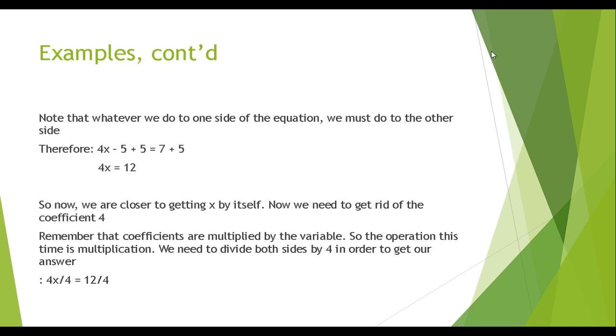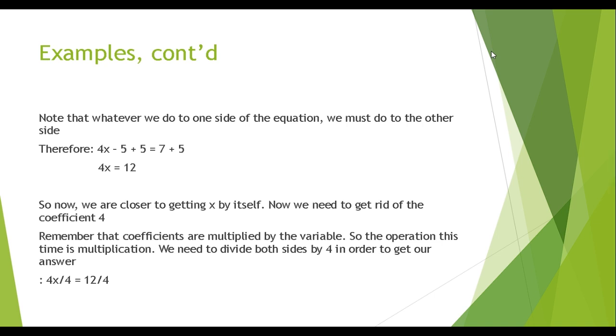So what we need to do now is get rid of the coefficient, which is 4. So remember that coefficients are multiplied by the variable. Remember I said that when I was defining coefficient, it's a constant value that is multiplied by the variable. So the operation that's happening this time is multiplication. So what's the opposite of multiplication? Division. So we're going to divide both sides by 4 in order to get our answer.